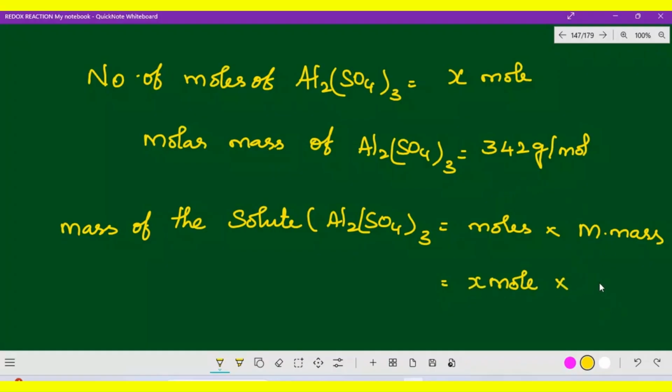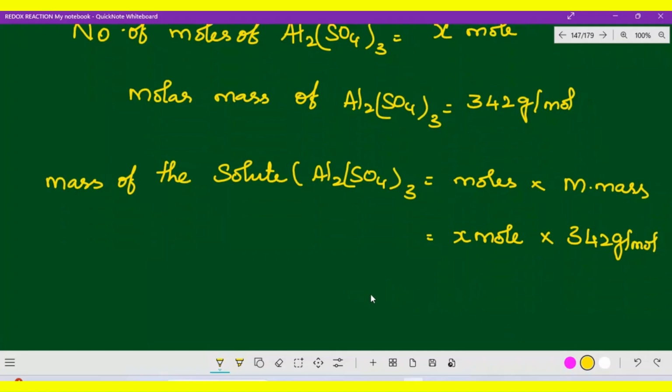Into molar mass, how much? 342 gram per mole. So mole and mole will be cancelled. So what is the answer you will be getting? 342 x. So 342 into x, that is the mass of the solute. I hope you got that idea.